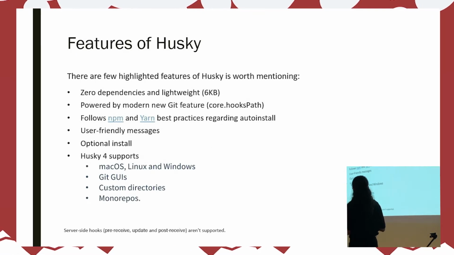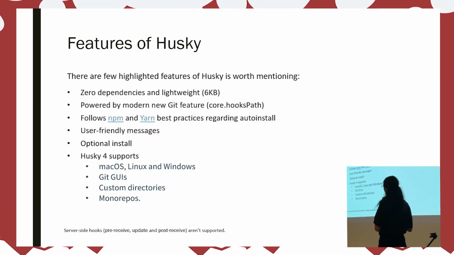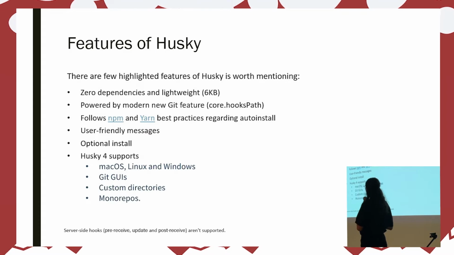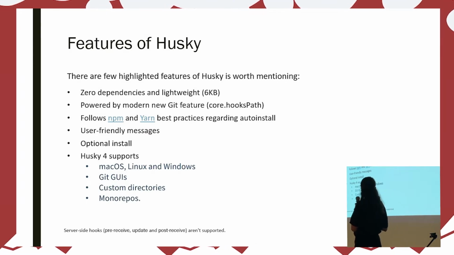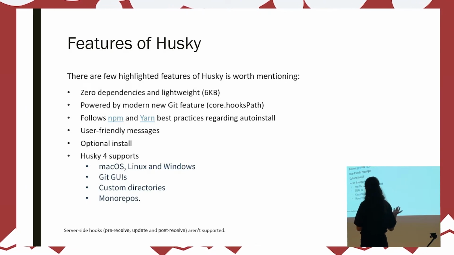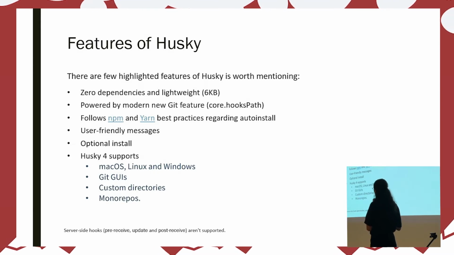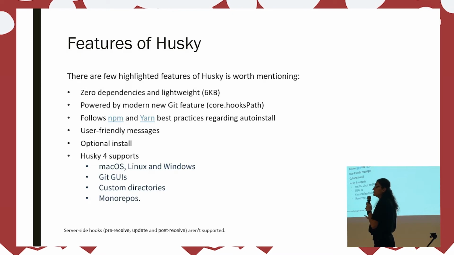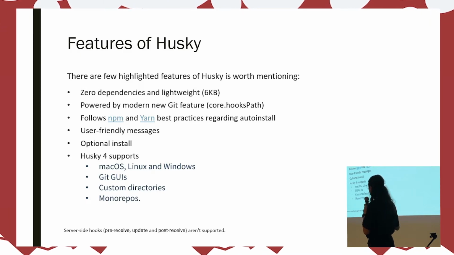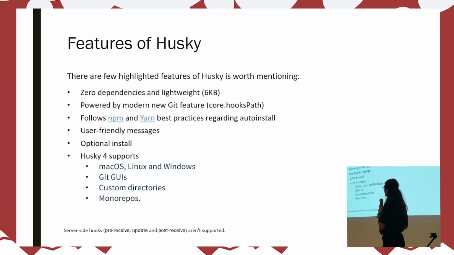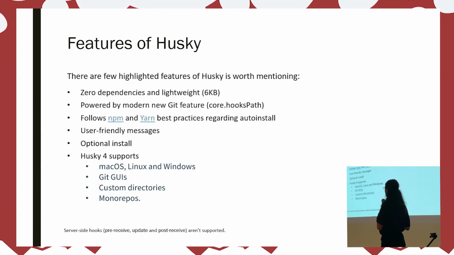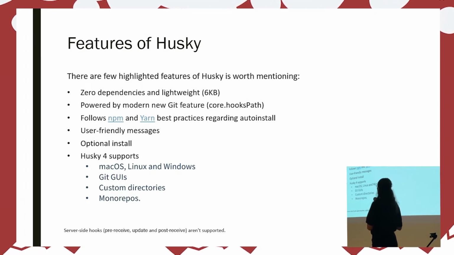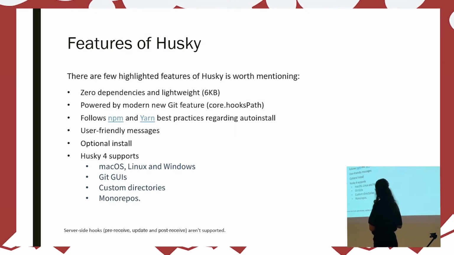And the last part, features of Husky, is that it has zero dependencies and it's really very lightweight. It's powered by modern new Git features, core.hooksPath. It follows NPM and Yarn best practices regarding auto install. It has pretty user-friendly messages. It is optional to install, and Husky 4 supports macOS, Linux, and Windows, Git GUIs as well, custom directories, and monorepos.